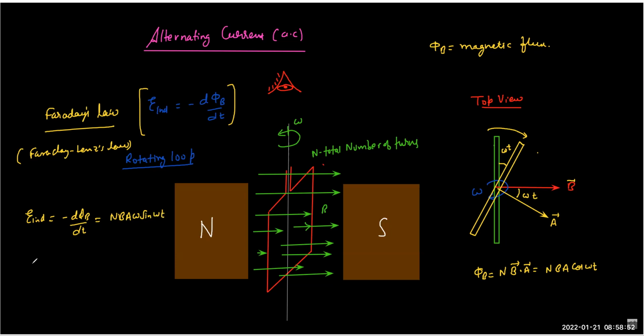So now we can say this as E equals E naught sine omega t, where E naught equals NBA omega, that is, the number of turns of the loop, the magnetic field, the area of the loop, and the angular frequency. Now, there are certain things which we need to just remember as a matter of fact. So, in case of AC generation in India, the household supply of AC which we receive.